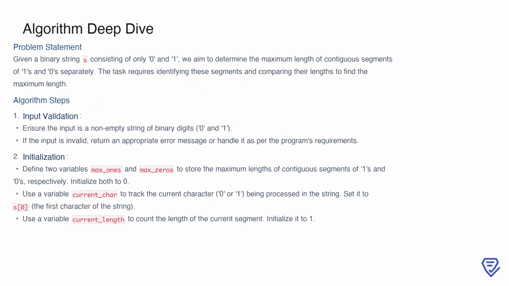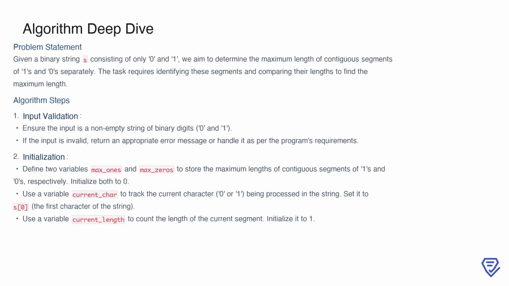The problem requires us to analyze a binary string, which is composed of only zeros and ones, and determine the longest contiguous segment of ones and zeros. The goal is to identify these segments and compare their lengths to find the maximum one. To solve this, we start by validating the input to ensure it is a non-empty binary string. If the input is invalid, we need to handle it appropriately, whether by returning an error message or following specific program requirements.